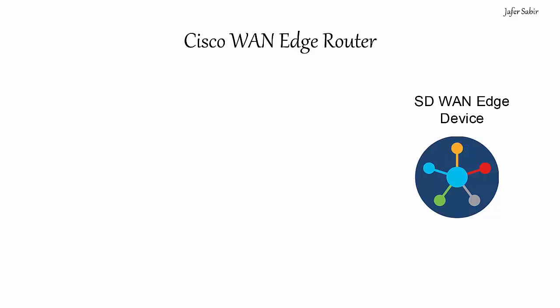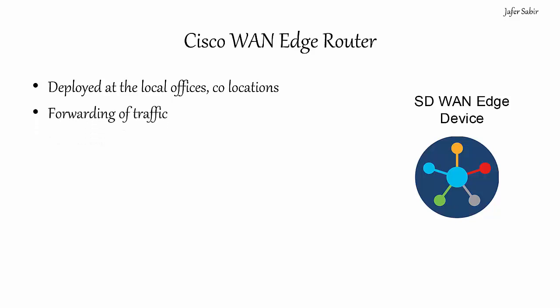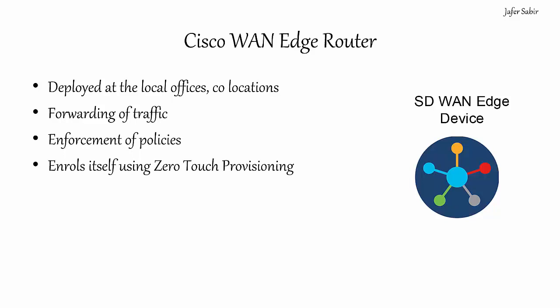So the first component we will discuss is the WAN Edge devices. The WAN Edge devices sit at the edge of a local office and does all of the forwarding of the packets and the enforcement of policies for all of the clients within the edge offices.